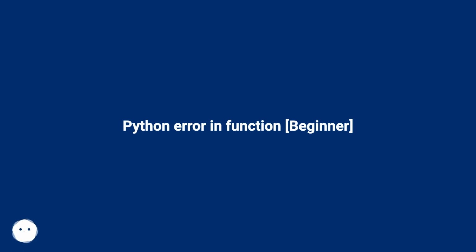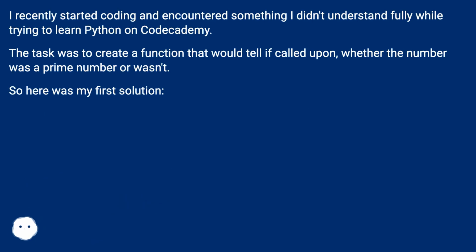Python error in function, beginner. I recently started coding and encountered something I didn't understand fully while trying to learn Python on Codecademy. The task was to create a function that would tell, if called upon, whether the number was a prime number or wasn't. So here was my first solution.